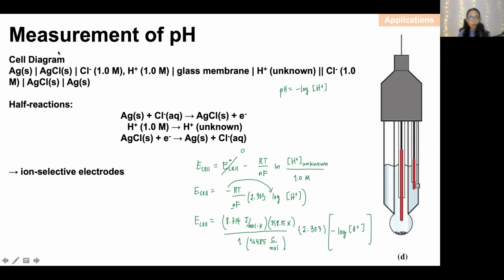Which means, so let's simplify the factor here. That's 8.314 times 298.15 times 2.303 over 96,485. So we have 0.05917 times pH, because this is equal to pH. So this is the formula for your glass electrode. So once you have the cell potential measured by your glass electrode, you can get the pH value using this formula.